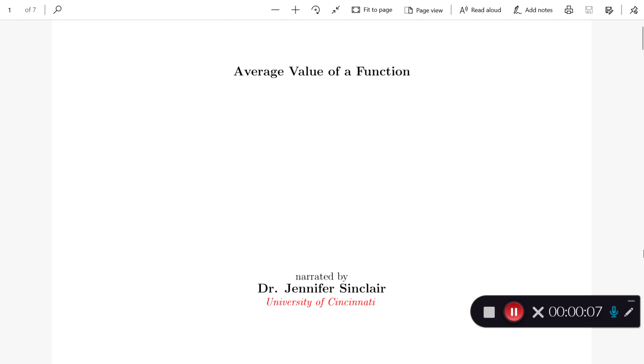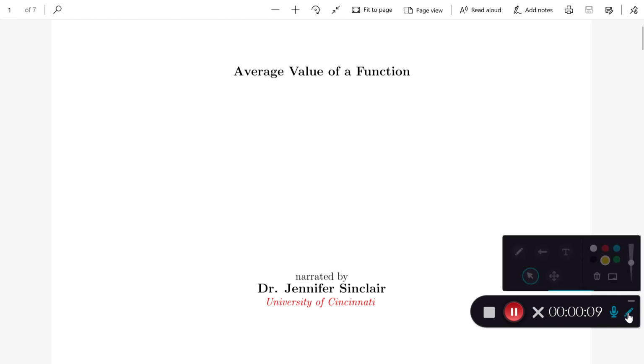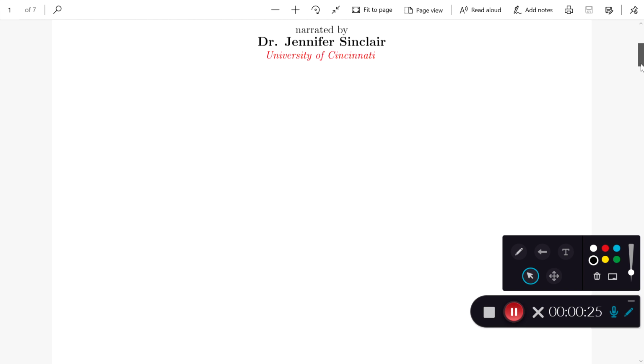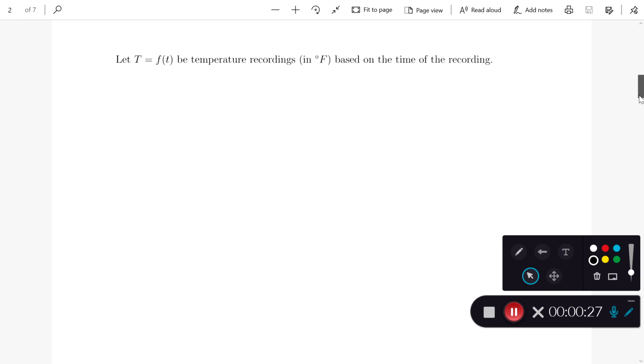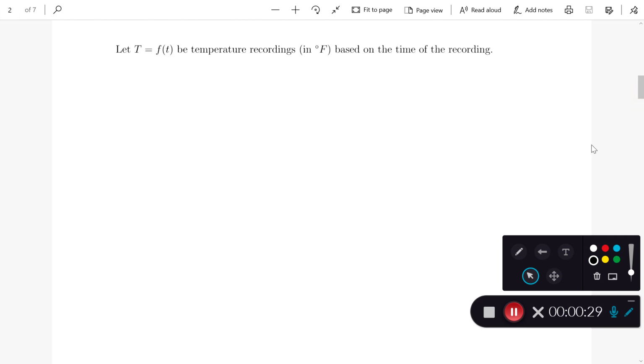Okay, today we're talking about the average value of a function. Let's suppose you're in a situation where you're actually recording temperature throughout a particular time period.